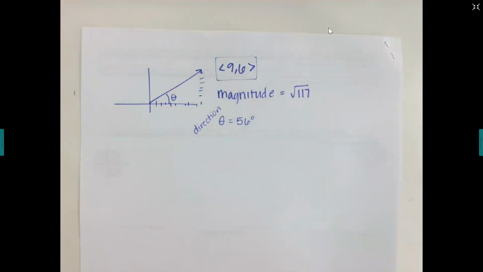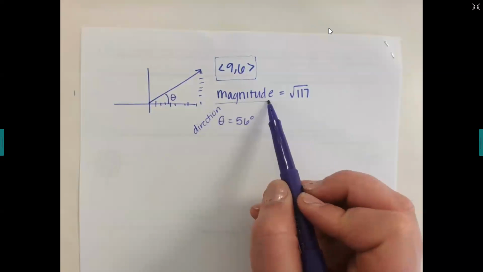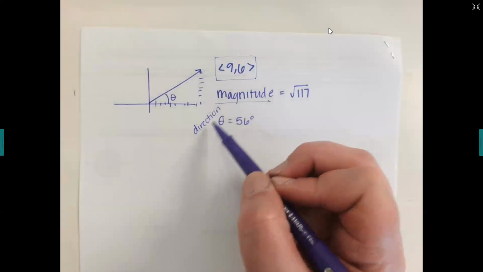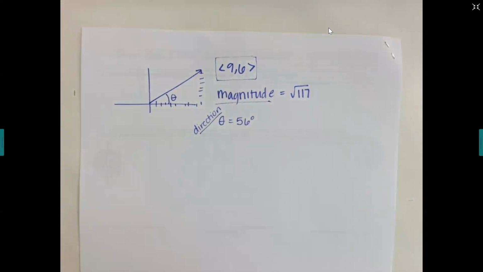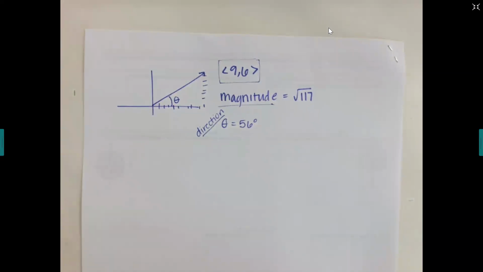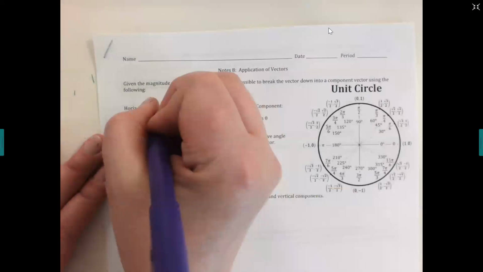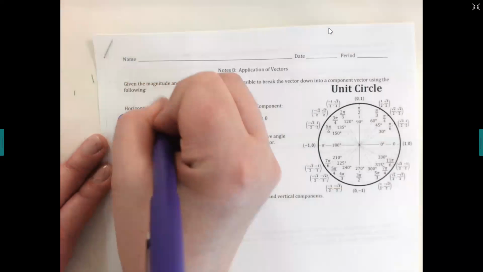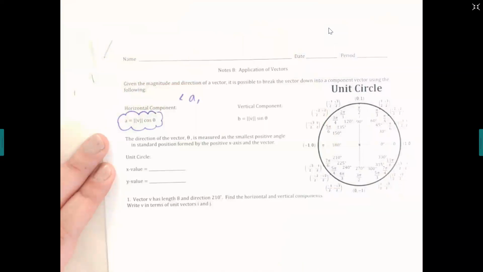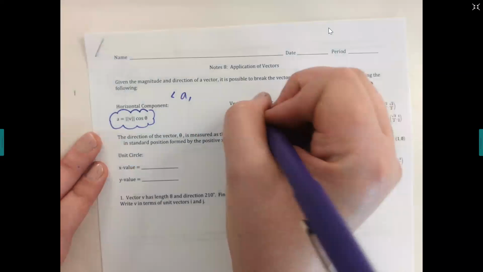So take a look at the front page, and you're going to see two formulas. If you know the magnitude, which is how long it is, and the direction, if you know those two pieces, you can go backwards. Using this formula right here, this is going to be your A. And then this is going to be your B.